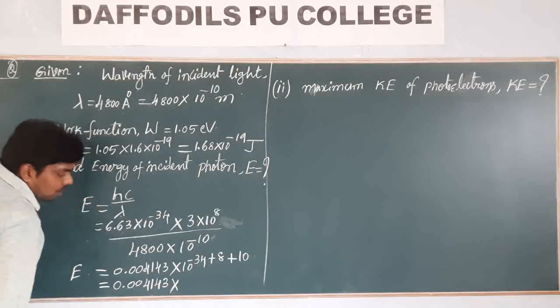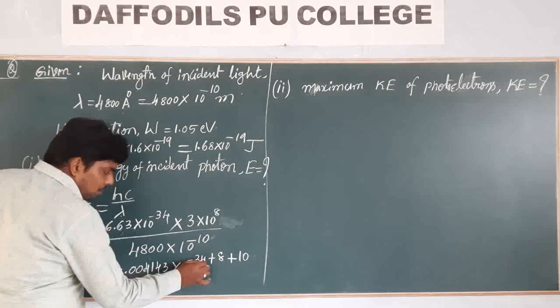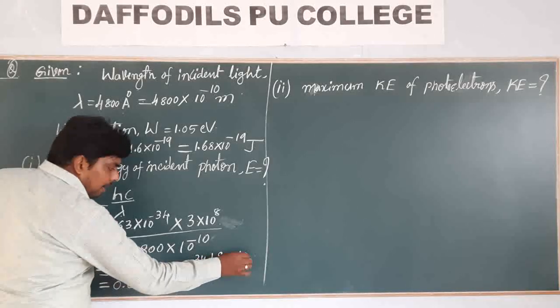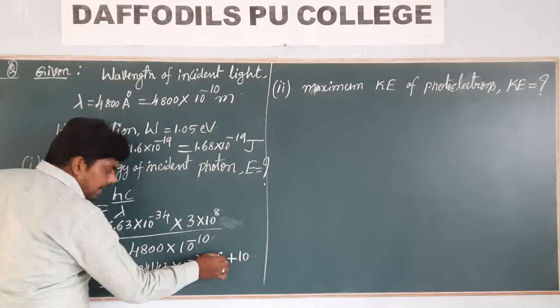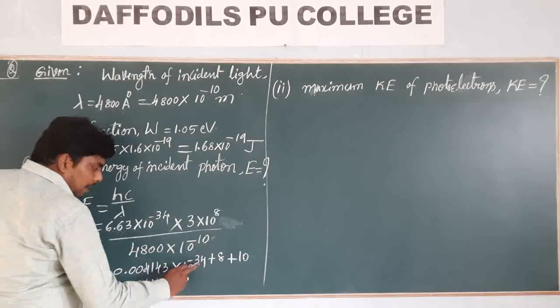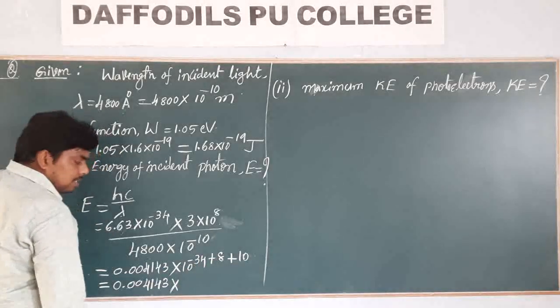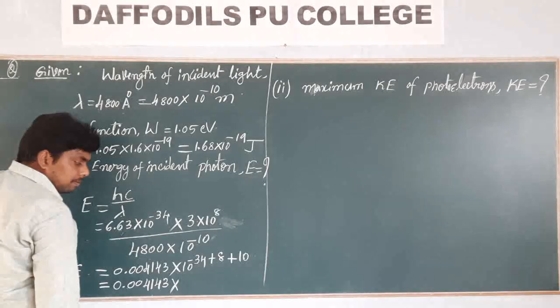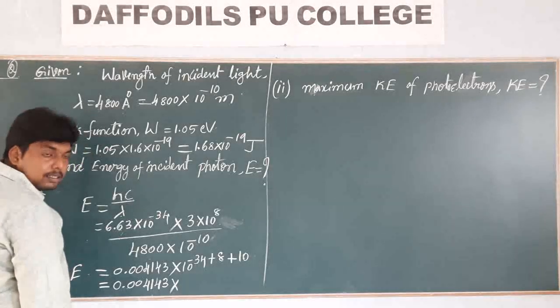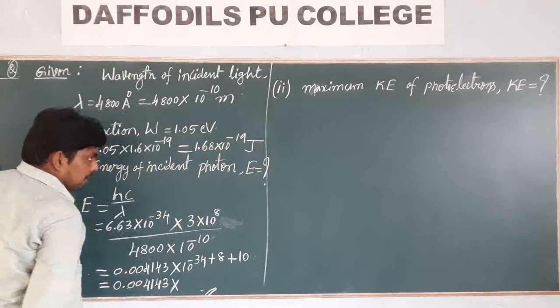0.004143 into 10 to the power minus 34 plus 8 plus 10. That is 10 plus 8, which is 18. Minus 34 plus 18. What is the remaining thing? Write the value here.